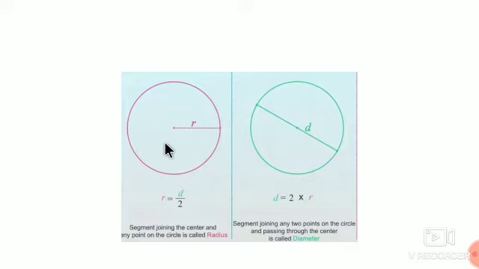We can draw an infinite number of radii in a circle. All the radii of a circle are of equal length. We can draw an infinite number of diameters in a circle and all the diameters are of equal length. The length of the diameter is twice the length of the radius, or in other words, the length of the radius is half of the diameter.